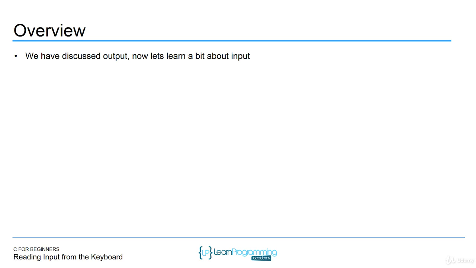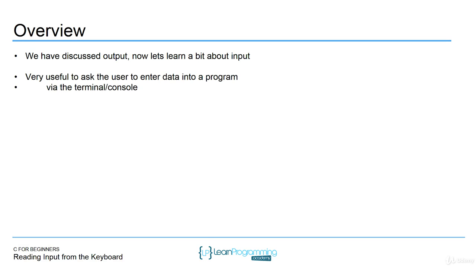So we've discussed output. We know how to format output using printf. We now have to learn a little bit about input, getting input from the user essentially. It's very useful to ask the user to enter data into a program. We talked about command line arguments, entering data that way. That's one way to do it. Another way is to ask the user directly so that they can type something in the keyboard. So you get the input from the keyboard, but it gets displayed. You enter the input via the terminal, the console. That's how you enter the input.